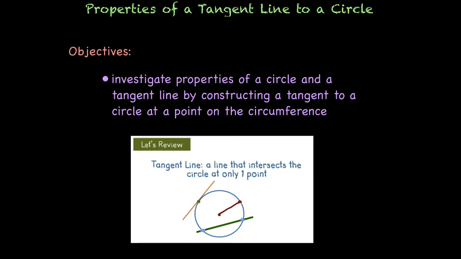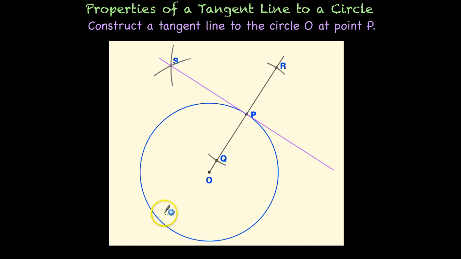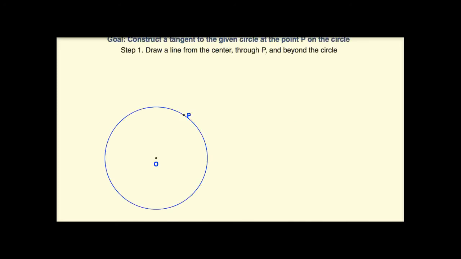Okay, let's go ahead and construct the tangent line to this circle O at point P. You are looking at the finished product, but we're going to start from the beginning. Our first step is to construct a tangent to the given circle at point P, a point on the circumference. So what we want to do is draw a line from the center at O through P, and we'll continue it beyond the circle.